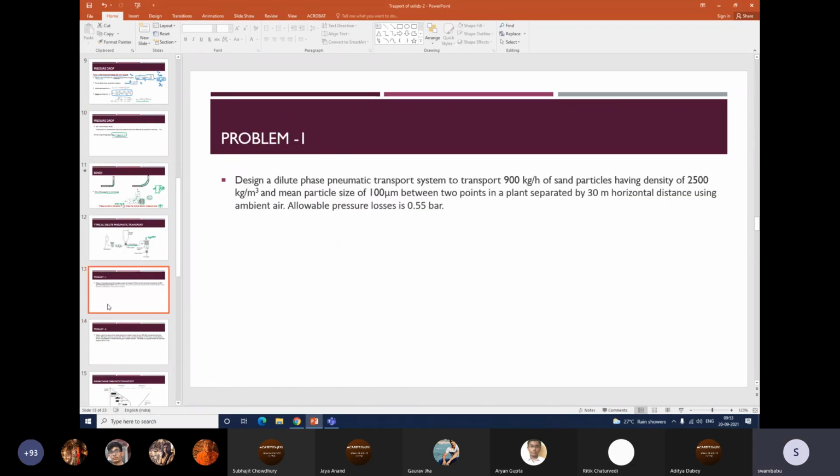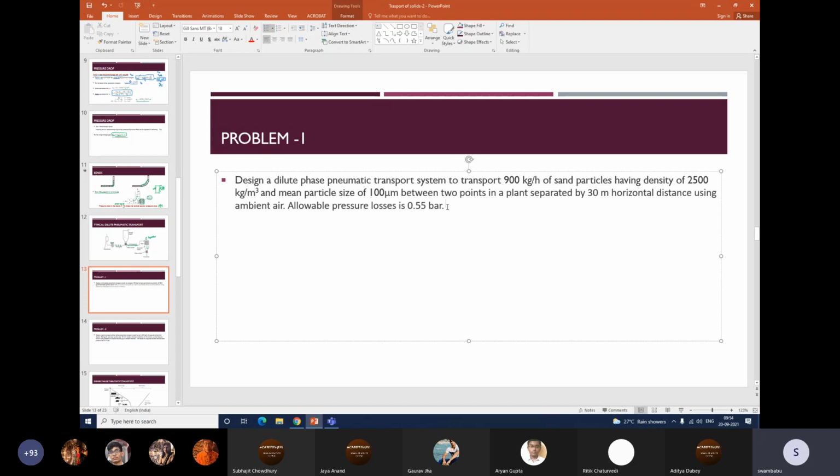So this is problem statement 1. We need to design a dilute phase pneumatic transport system to transport 900 kgs per hour of sand particles having a density of 2500 kg per meter cube, and the mean particle size is 1000 microns, between 2 points in a plant in industry, separated by a 30-meter horizontal distance, using ambient air.